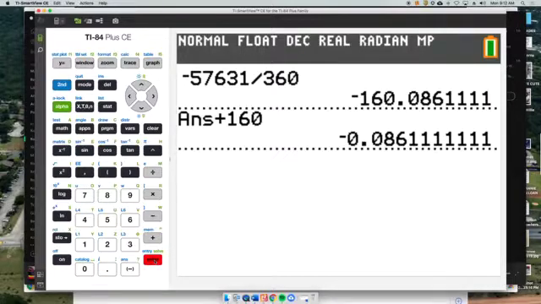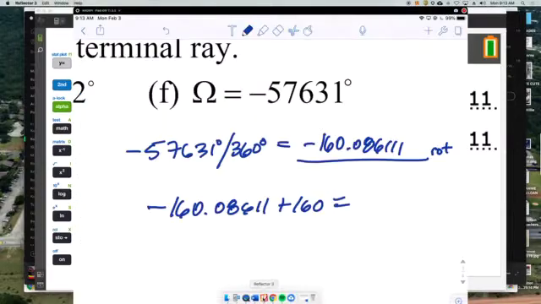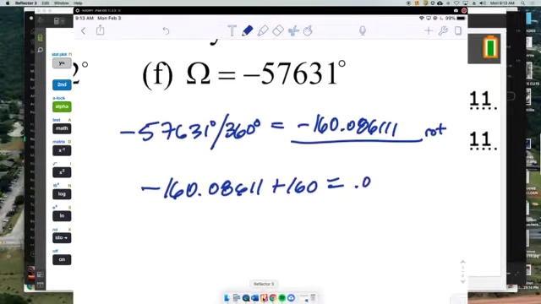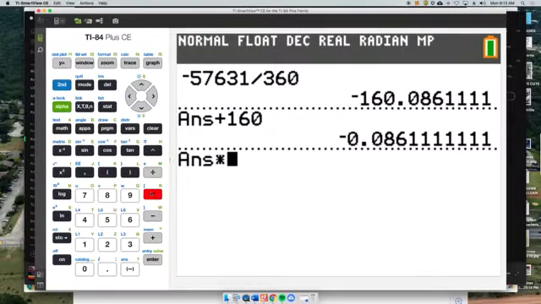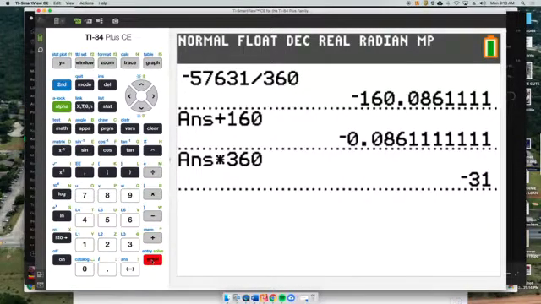This then gives us still rotations. Let me write this down on my iPad. Okay, so again, you don't have to write down what I'm writing here. This gives you 0.08611 of a rotation. Now we're going to take that number and do what? Multiply it by 360. So the same number that we divided by, that's rotations. If I multiply it by 360 degrees, that'll tell me how many degrees that is. All right, so let's see what that gives us. So we can just say times, and that'll recall the answer, 360. And we get negative 31 degrees.